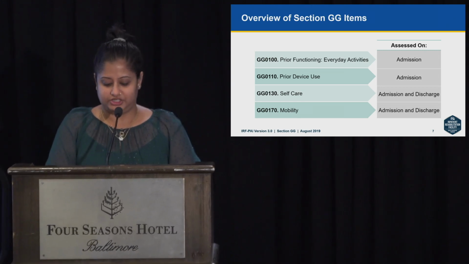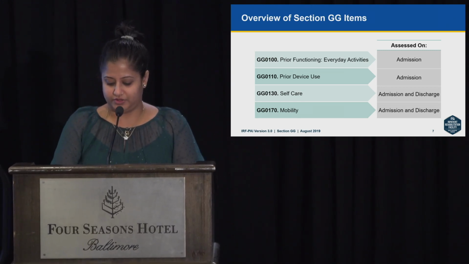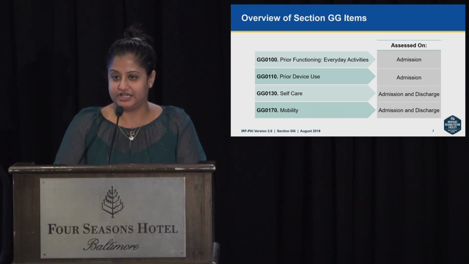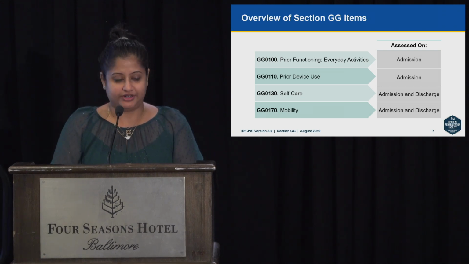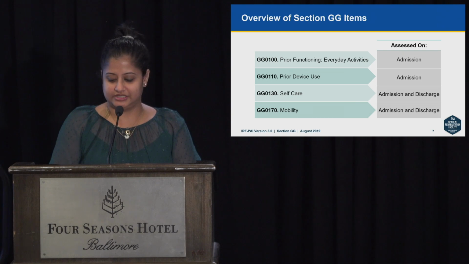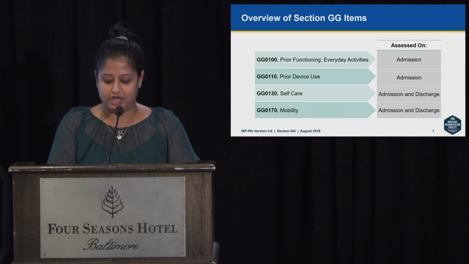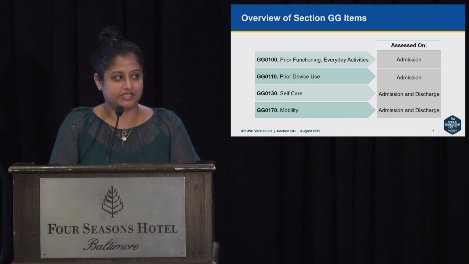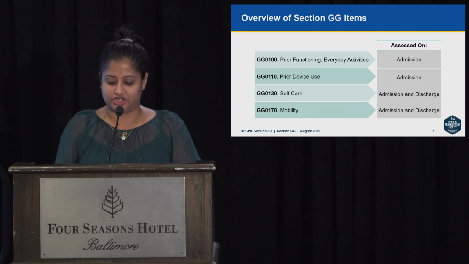So with Section GG, there's really 4 items we focus on. Prior functioning and everyday activities, which is assessed on admission. Prior device use, which is also assessed on admission, and then GG0130 self-care and GG0170 mobility, which address the need for assistance with self-care and mobility activities and are assessed on admission and discharge.